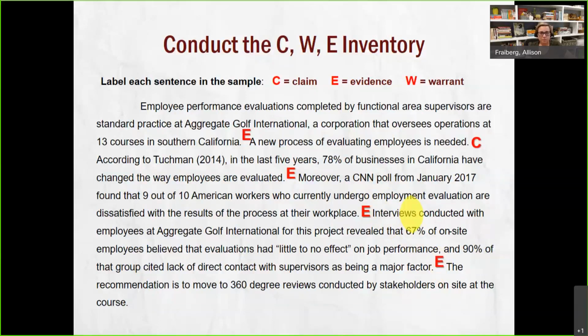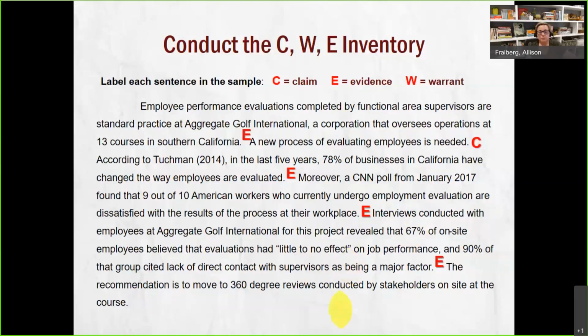I'm not interpreting those interviews. I'm not analyzing them yet. I'm not trying to figure out what they mean. All I'm doing is saying the interviews conducted showed X. That's what it is: 67% believed blah, blah, blah, and 90% of those believed blah, blah, blah. I'm reporting out on what was found in the interview. I'm summarizing the interview. So that's just a piece of evidence.